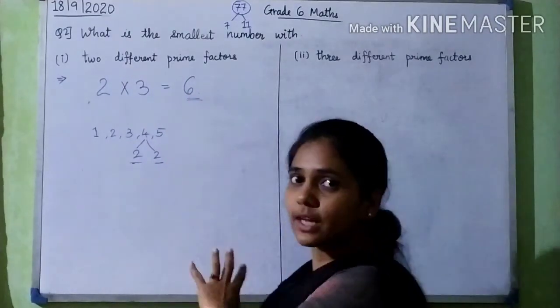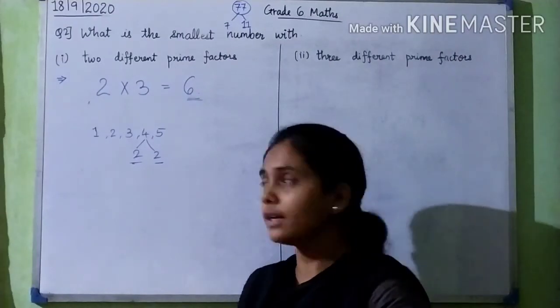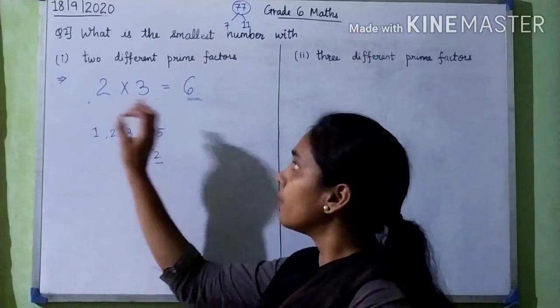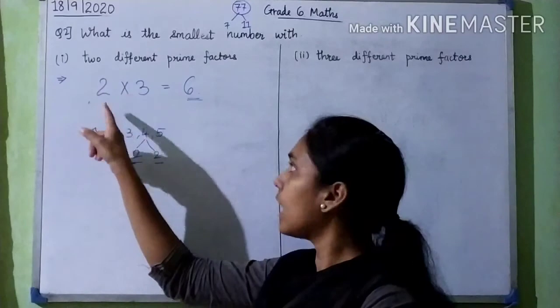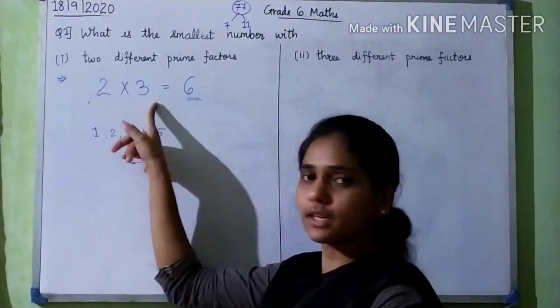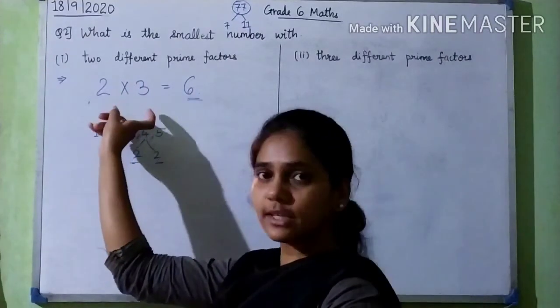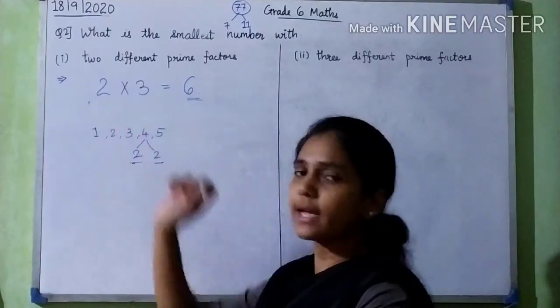After 6, there may be many numbers which have factors which are prime numbers. Okay? So, 6 is the smallest of all. So, how have we chosen 6? We have taken the 2 smallest prime numbers. First we took 2 which is the smallest prime number. After 2, we have taken the next one which is 3. Okay? So multiplying these two, we get the smallest number having 2 prime factors.